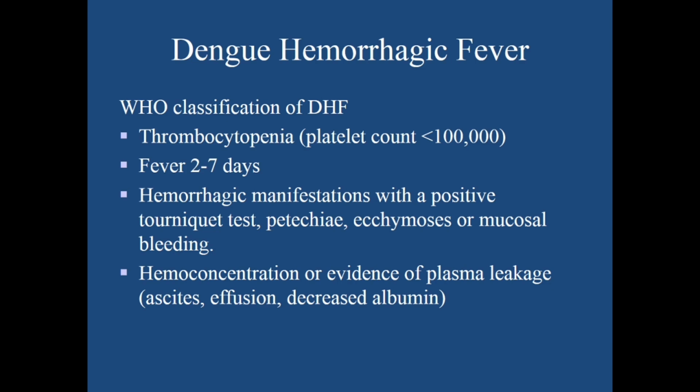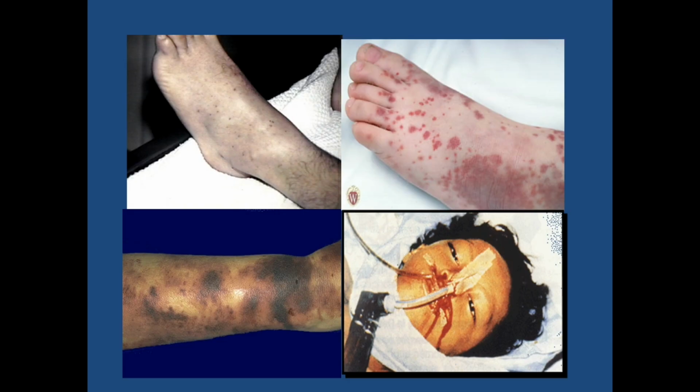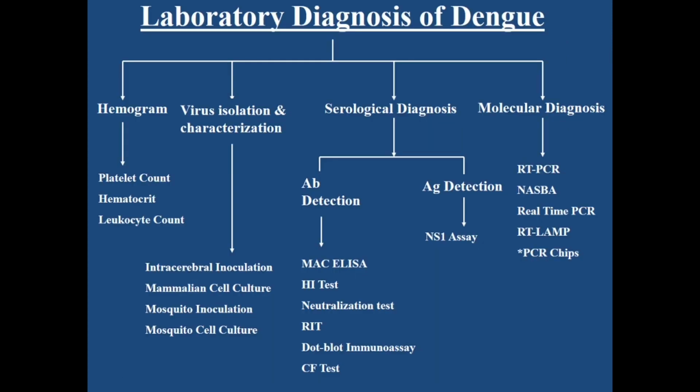And hemoconcentration or evidence of plasma leakage, as evidenced by ascites or any effusion or decreased albumin. So when these points are satisfied, it will belong under the classification of dengue hemorrhagic fever. You can see these are the petechiae, ecchymosis, a lot of bleeding.